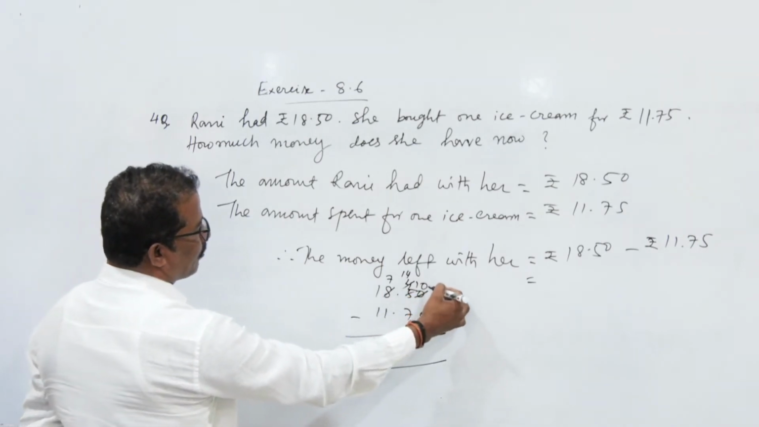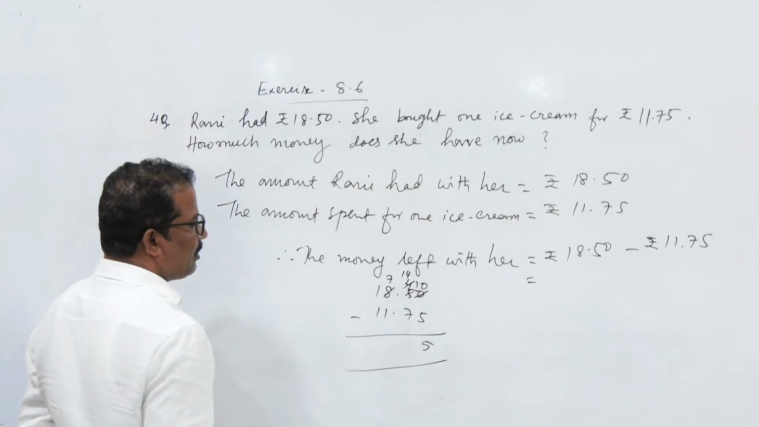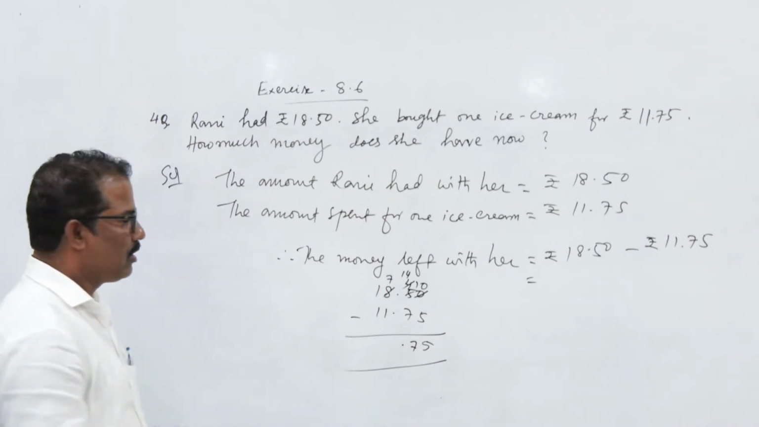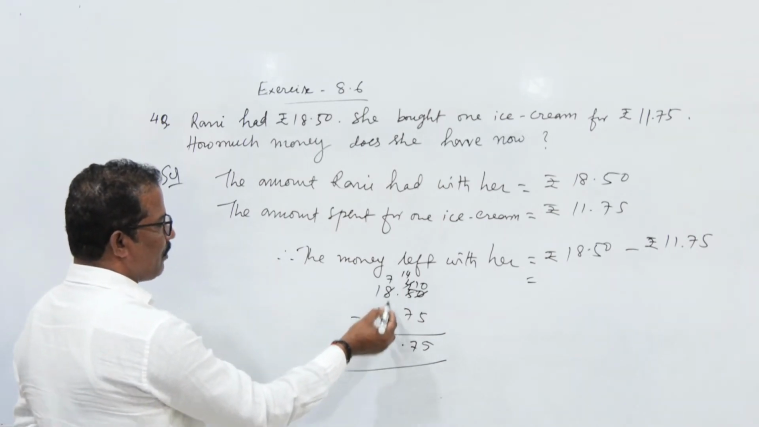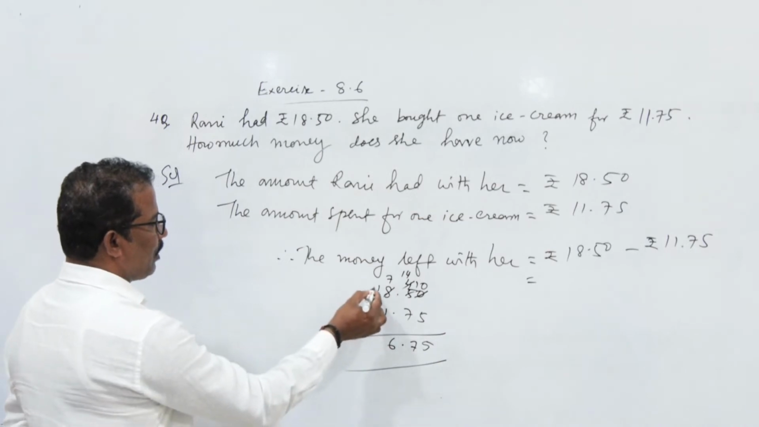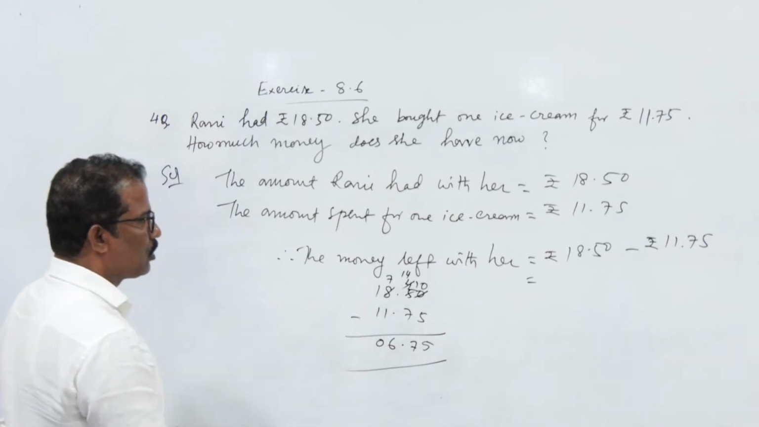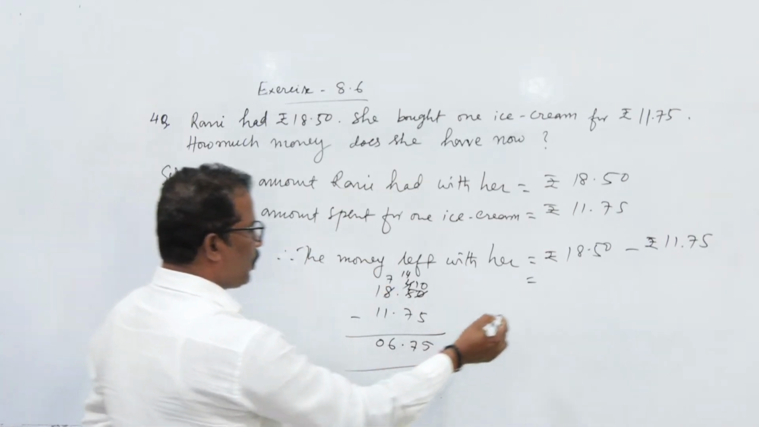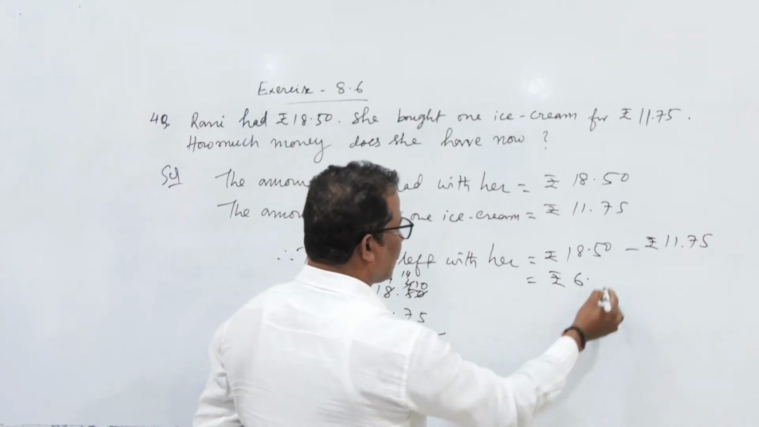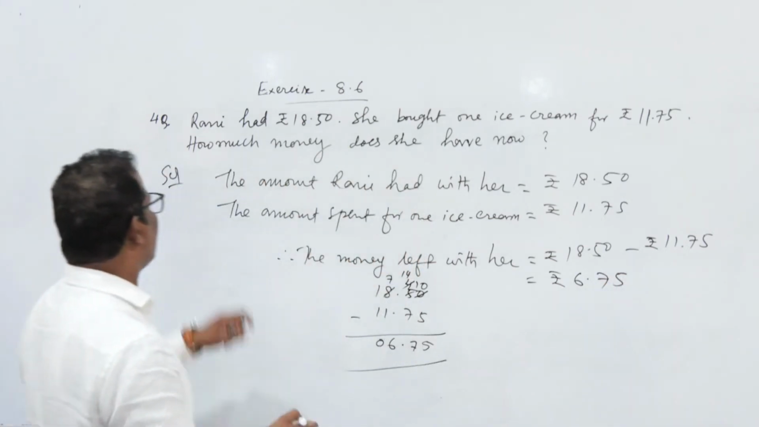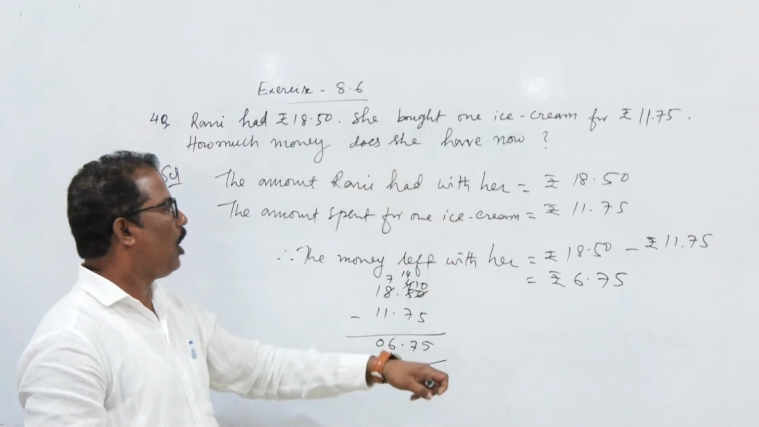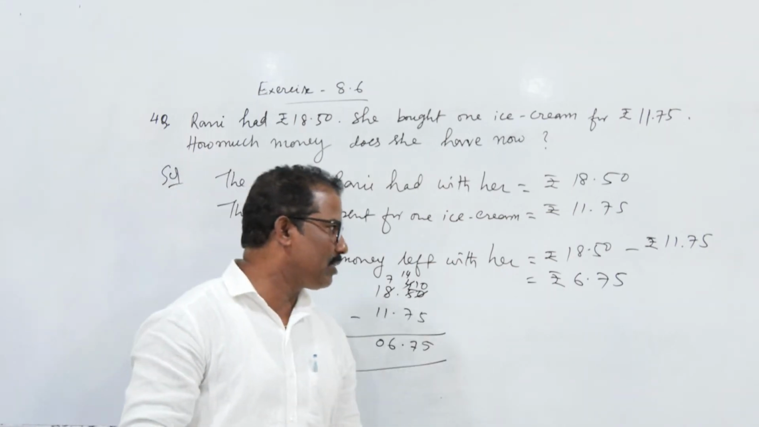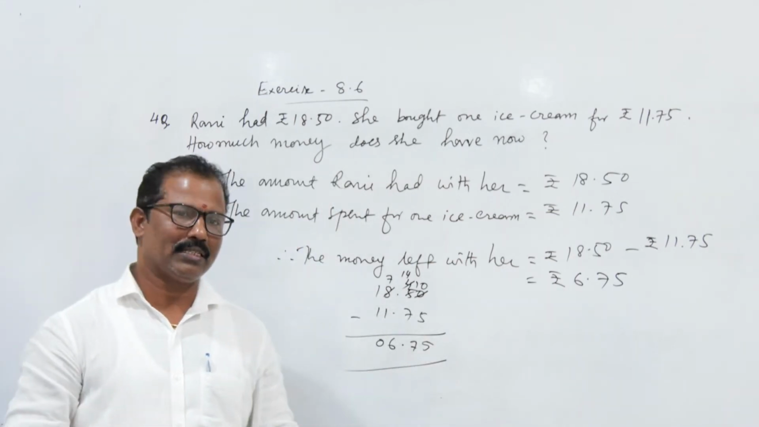Okay now. See, from this 10, if you subtract 5 means how much will remain? 5 only. From this 14, if you subtract 7 means 7 will remain. Understand? Now here how much remains? 7. From 7, 1 we subtract means 6 only. From this 1 we subtract means 0 only. So how much money will she have with her? That is rupees 6 and 75 paise. Understand? The question is, how much money does she have now? After spending 11 rupees 75 paise from this amount, still she has how much? 6 rupees 75 paise. Understand?